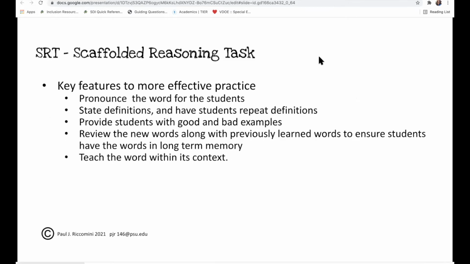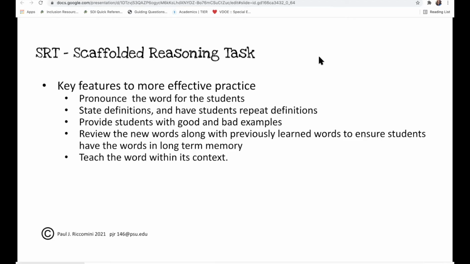SRT scaffolding reasoning task, there's key features to make it effective. One, pronounce the word for the student. Again, I gave you an option to do that on how to say it for the student if they needed it. State the definition and have the student repeat the definition. Again, our students need multiple ways and multiple exposures, and they have to do it.